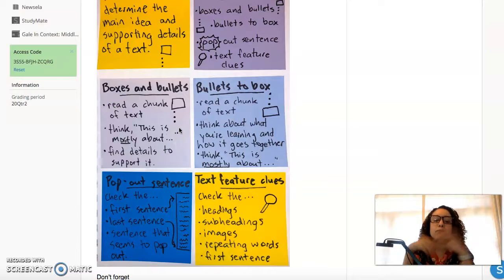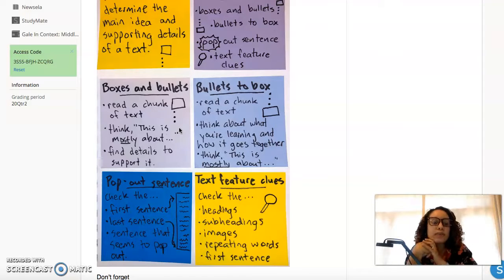One important thing when we're talking about boxes and bullets is reading a chunk of the text, thinking about that part as what is the most important thing from this text. And then from there, what supporting details arise. As we keep reading a chunk of a text and we're thinking about what we're trying to learn and how it goes together, we want to ask ourselves, this is mostly about what?